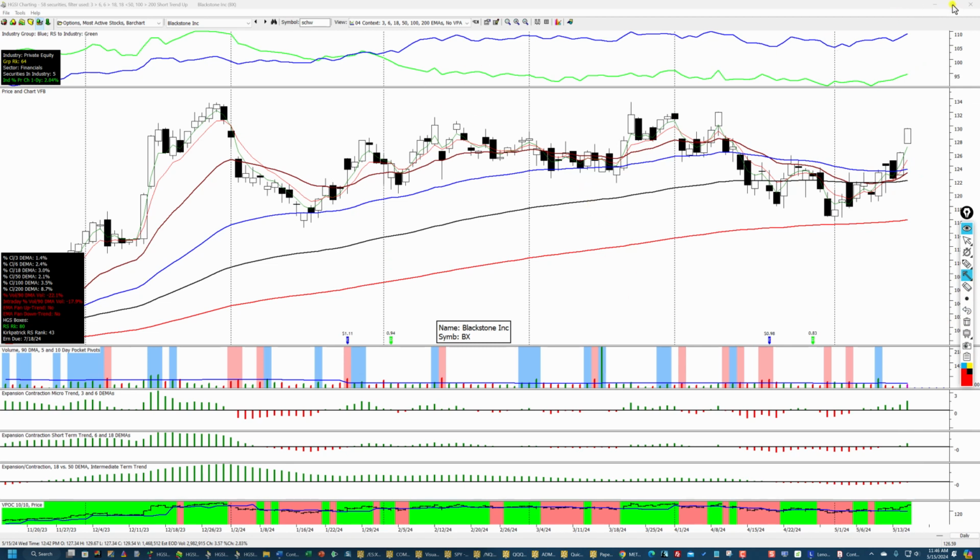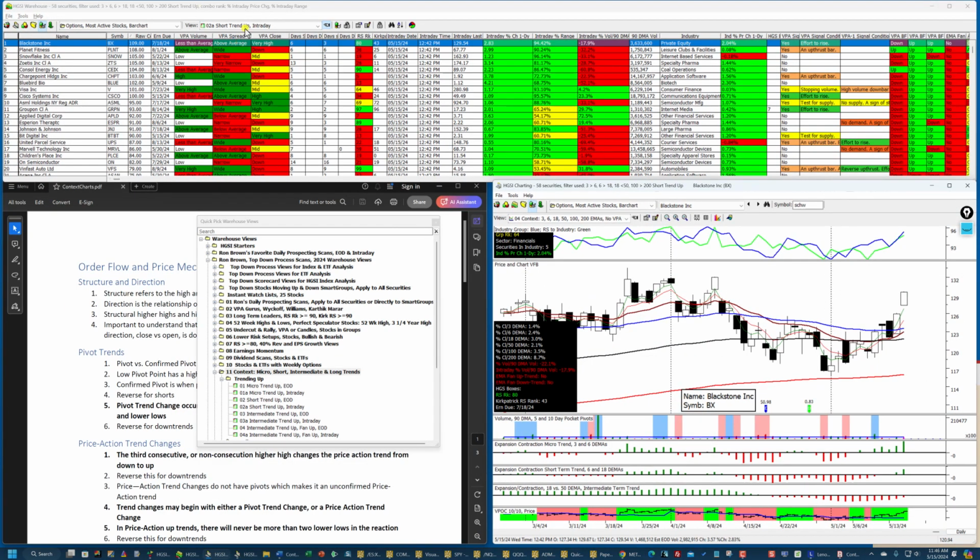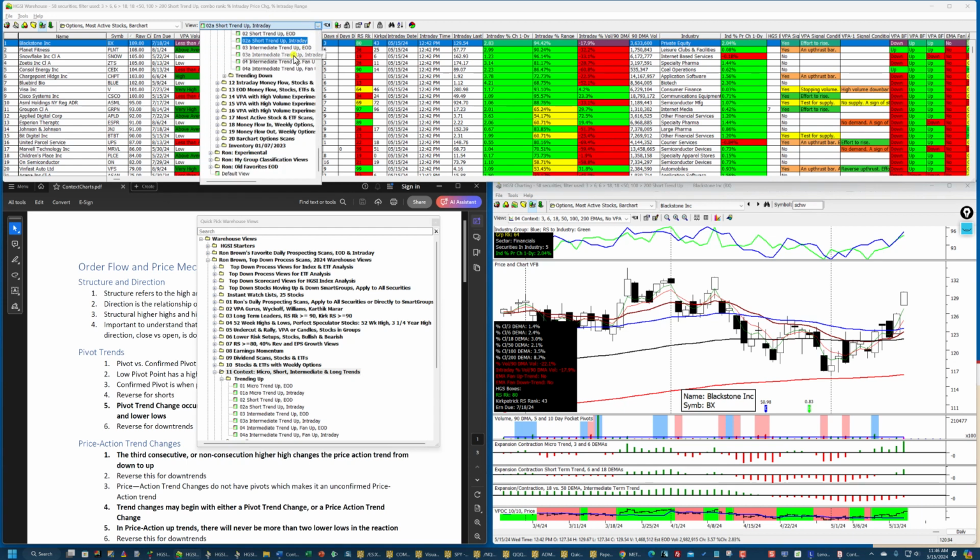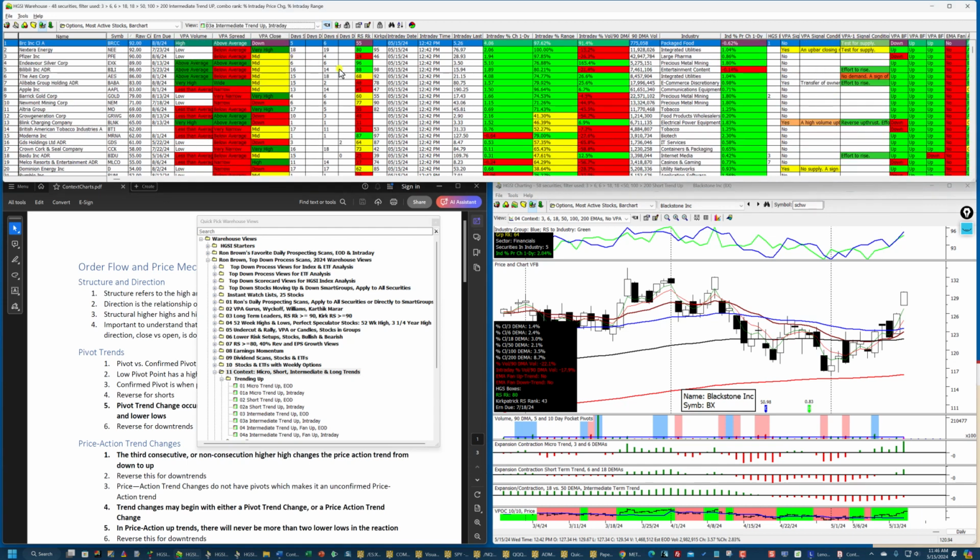Okay, I'm going to minimize this. I have to get rid of this. And let's move on from the short-term trend to the intermediate trend.